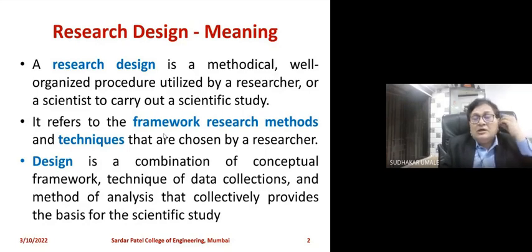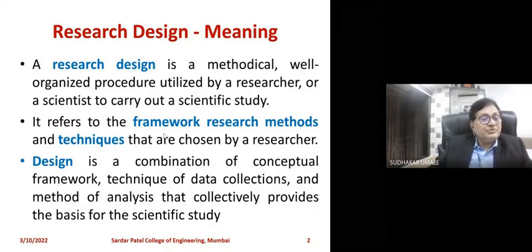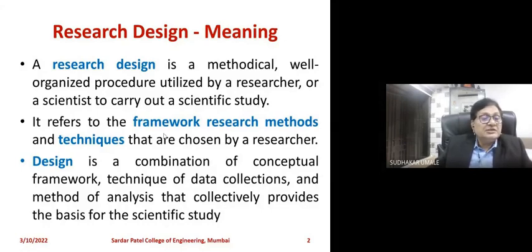Then the researcher needs to understand how do you conduct the research. This is a very important question. The researcher needs to understand how do you conduct the research. And the next question is very important. Why is research design important? I will answer this question one by one.